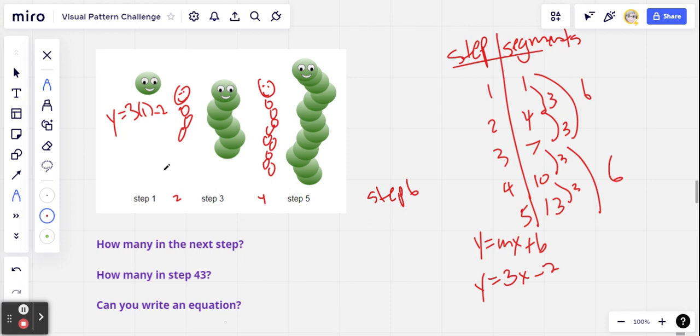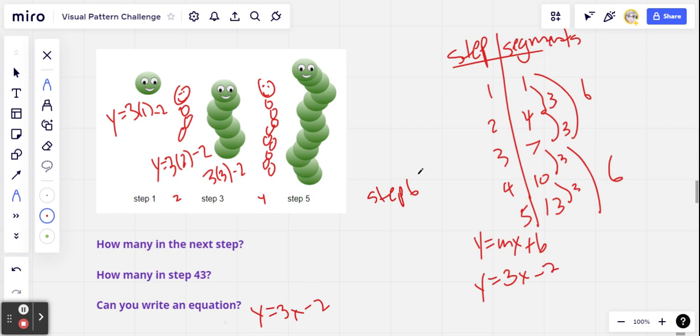Let's try it with step 2. So y equals 3 times 2 minus 2. That'd be 6 minus 2. That's 4. That's what we're predicting there. How about step 3? 3 times 3 minus 2. That's 9 minus 2 is 7. Yeah, that's how many we've got in step 3. So this equation looks right. So y equals 3x minus 2.